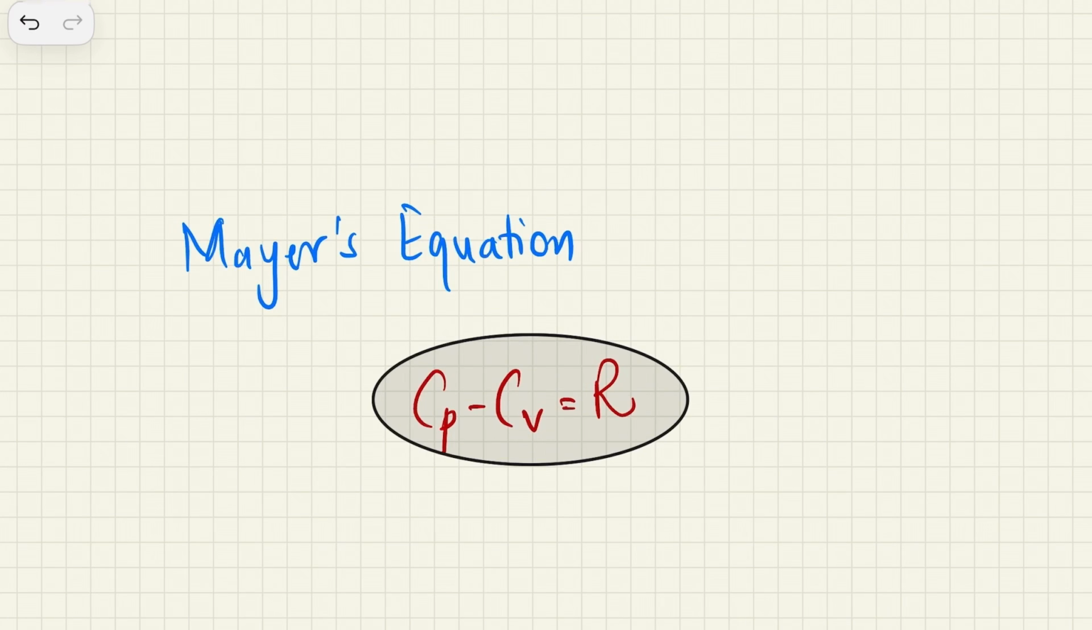Today we are going to derive an equation called Mayer's equation, as you can see on the screen. And the equation is pretty simple. It's Cp minus Cv is equal to R.